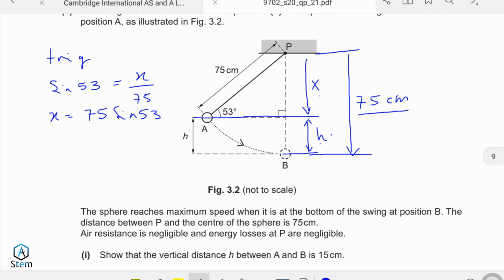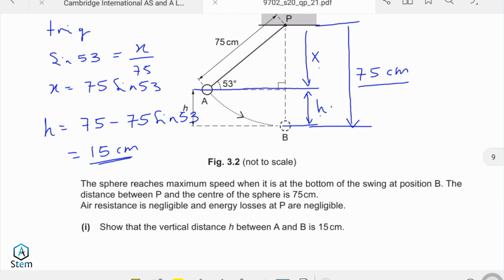But now h is equal to 75 minus 75 sine 53. And this is going to give us h being equal to 15 centimeters. So we have shown that the vertical distance is 15 centimeters. Very easy there.